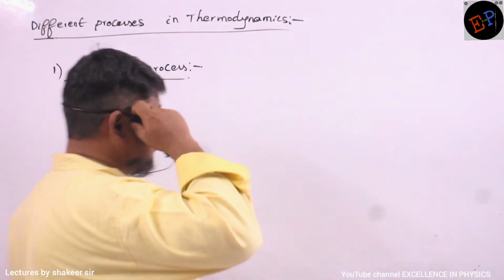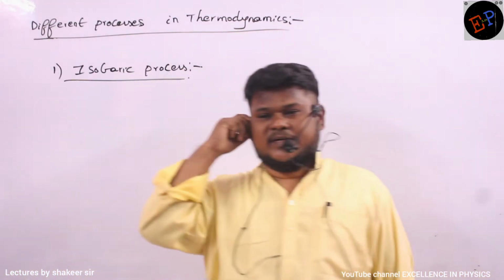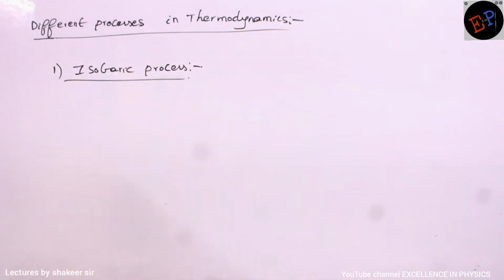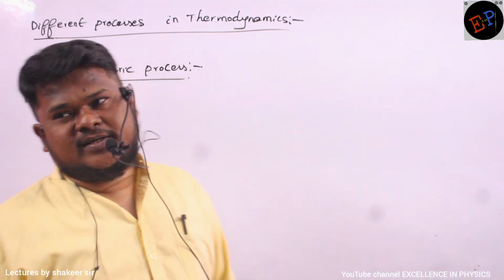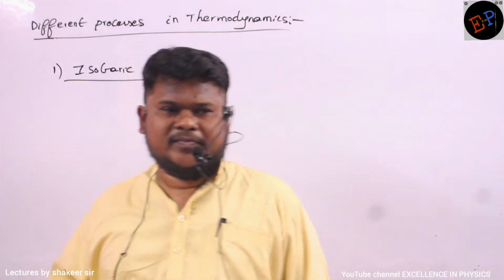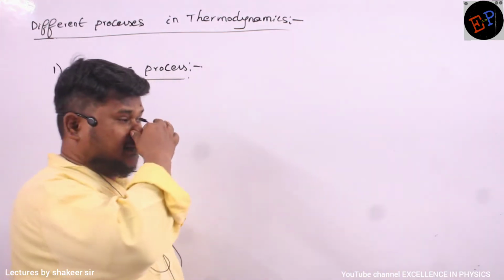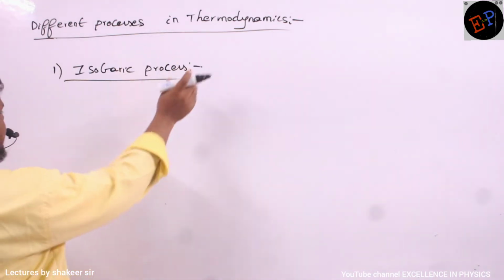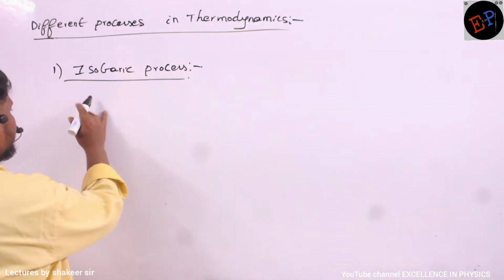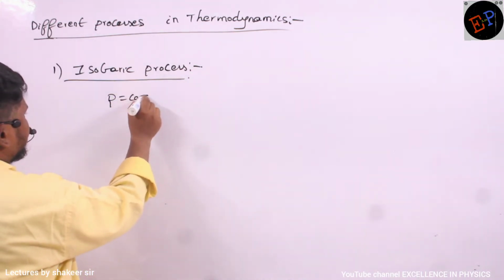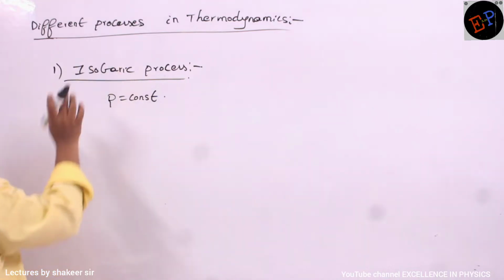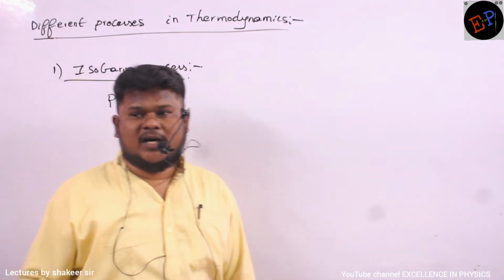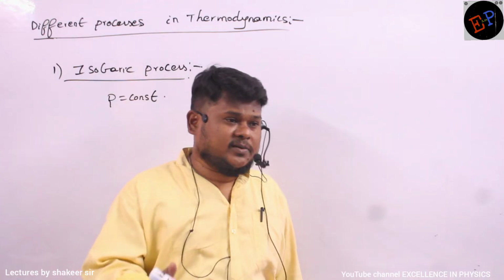Okay, so now we will study the different processes we do in thermodynamics. How many processes are there? Isothermal, isobaric, isochoric, adiabatic, all these processes. We'll study each of them in detail and try to understand what is actually happening in these processes. So isobaric process means what? An isobaric process is a process where pressure remains constant. Bar is the unit of measuring pressure. Iso means same, so isobaric means same pressure.